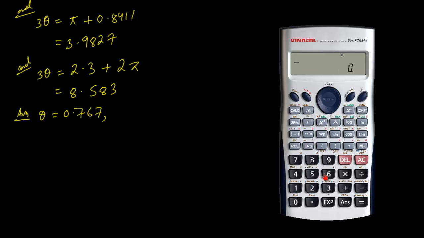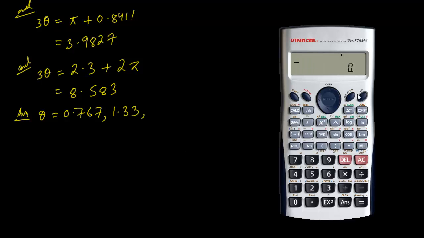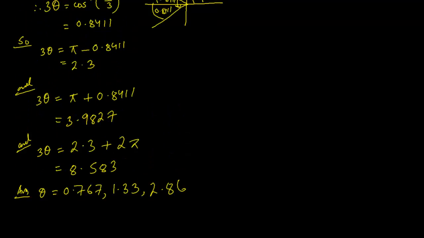Next one we need 3.9827 divided by 3, that gives theta. So that would be 1.33. So that is 3 significant figures. Now the concept of significant figures is very important everywhere. Then 8.583 divided by 3, and that should be 2.86. So that's the answer for the multiple angle question.